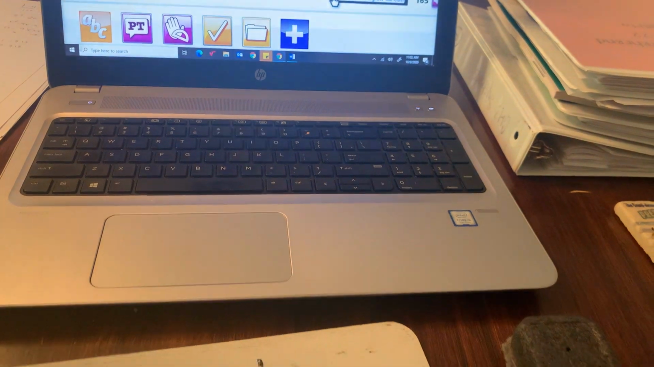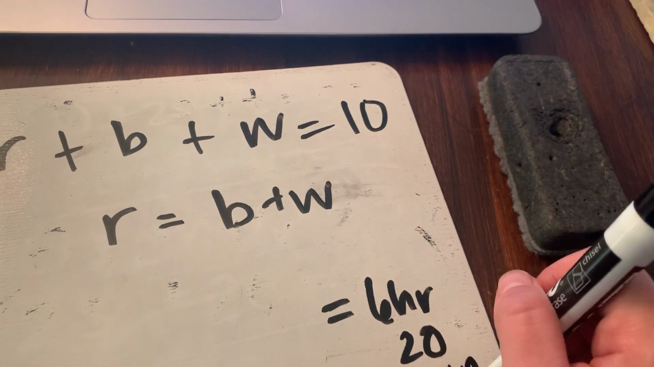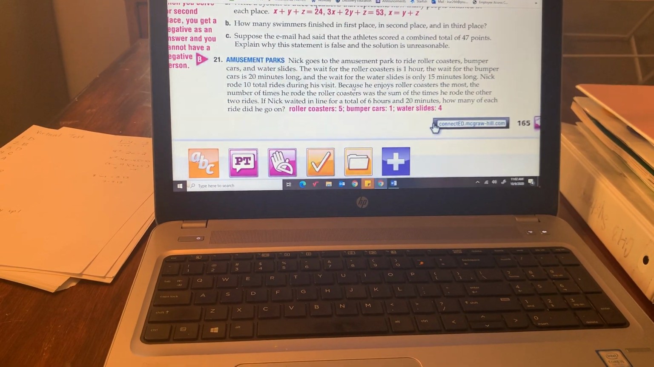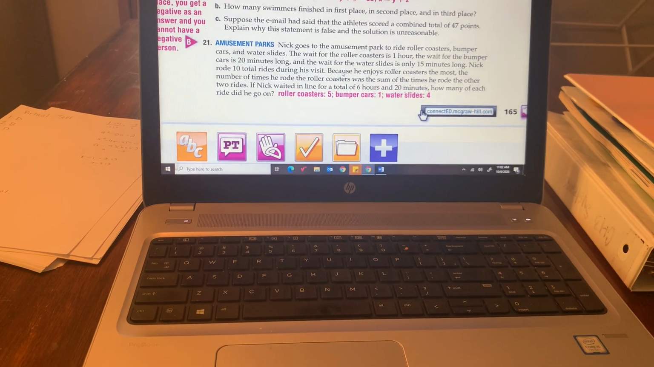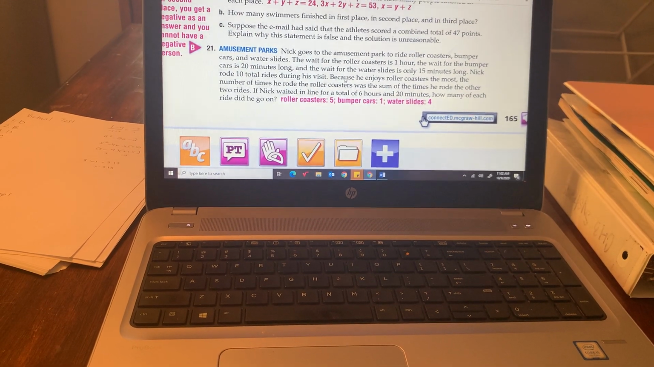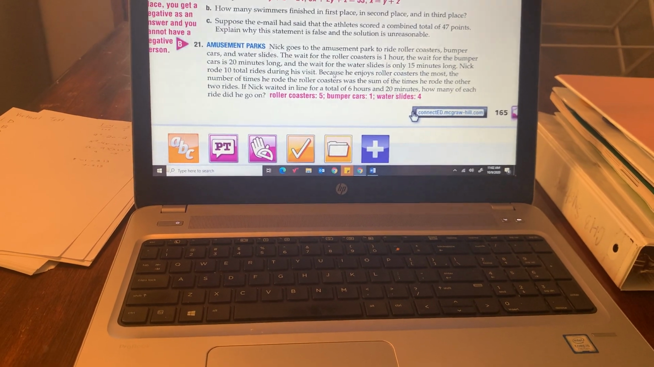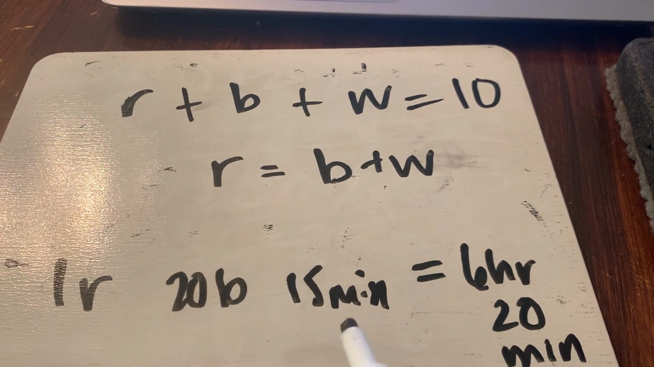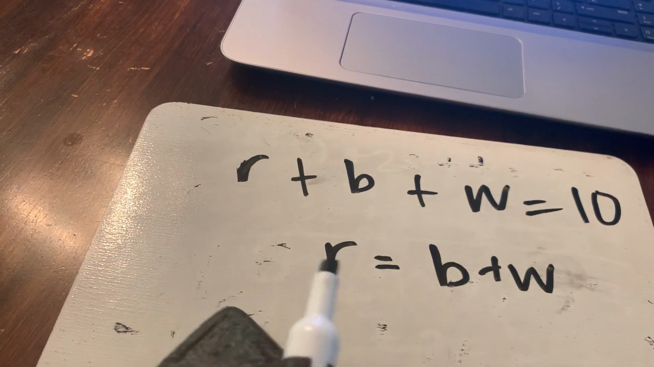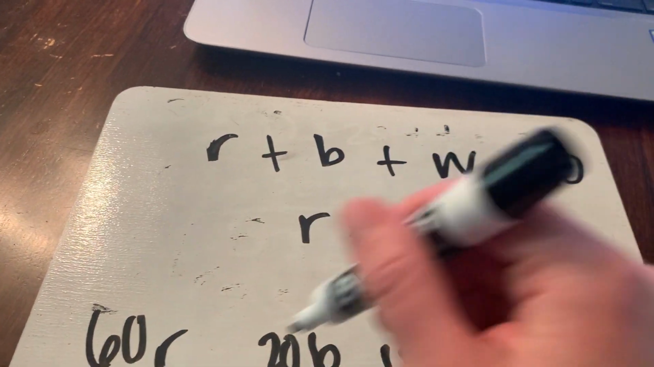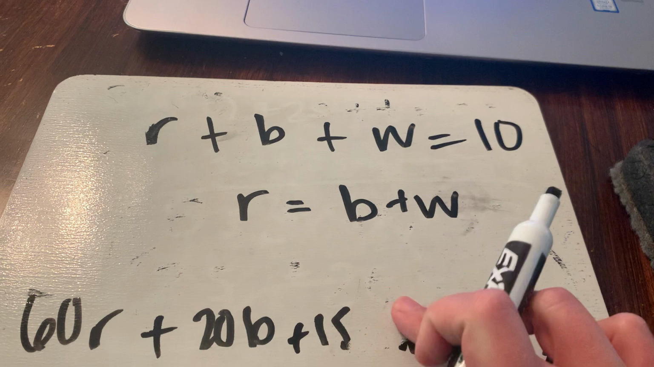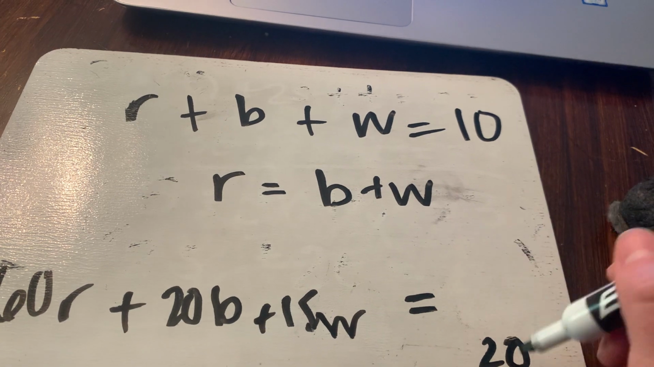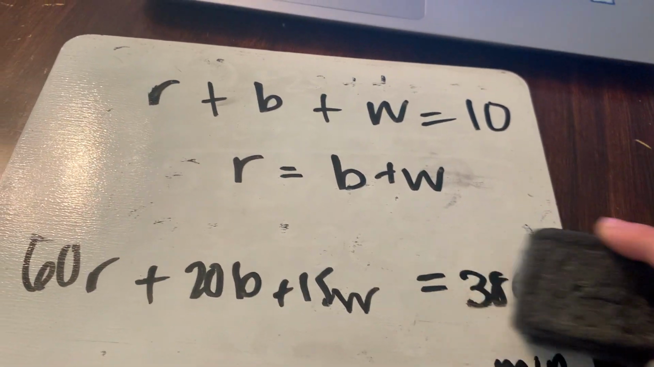Okay, so the total is 6 hours, 20 minutes. But we know for the roller coaster, it's 1 hour. For the bumper cars, it's 20 minutes. And for the water slides, it's 15 minutes. Here's the thing. I can't have an hour, 20 minutes, 15 minutes, and 6 hours. You have to be all in minutes. So I'd say this is 60 minutes for the R, 20 minutes for the bumper cars, 15 minutes for the water slides. A total of how many? So 6 times 60 is 360 minutes, plus 20 to be 380 minutes. So you have to convert everything.